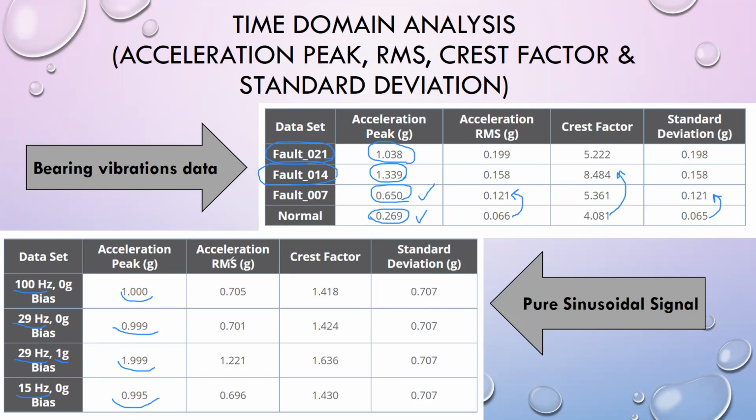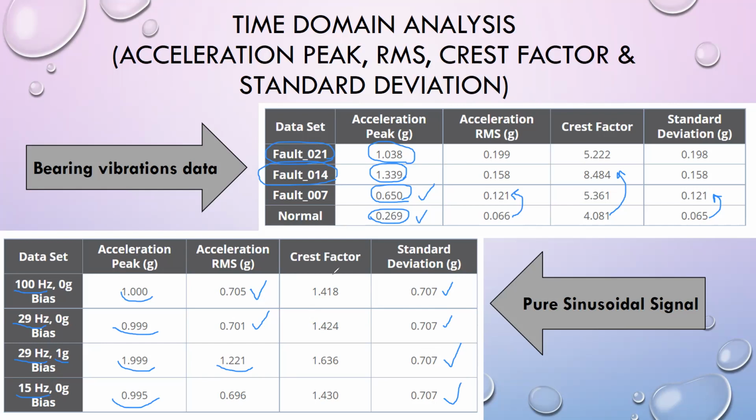The acceleration RMS, if you compare them, you can see the acceleration RMS for the 100 hertz and 29 hertz is almost the same. But for the 29 hertz with 1G bias, again, it will be different because we have a DC offset. But if you compare the standard deviation for all of them, you can see they are the same because there is no offset. In fact, this 1G offset in the 29 hertz 1G bias will be taken out, and then the RMS is calculated.